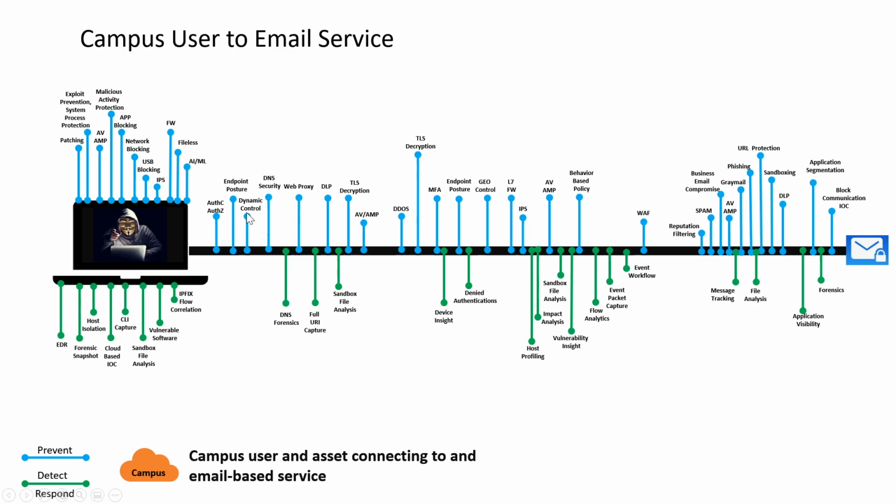And then you get into some dynamic control, micro-segmentation, or software-defined access on the campus side as well. And then denied authentications, obviously key. Device insight is going to provide you insight into what the device is that's connecting to the network. And then potentially adding vulnerability information into that, as well as STIX and TAXII information to see whether or not it's a level of painful or greater. And therefore you can make decisions based on that information as well, to not allow it to have access to the network. So that's, again, just a summarized version of campus user to email service.